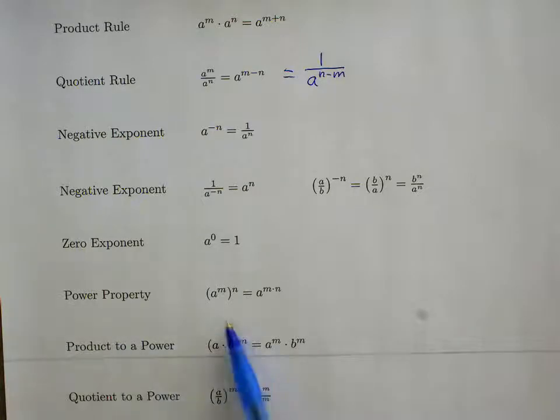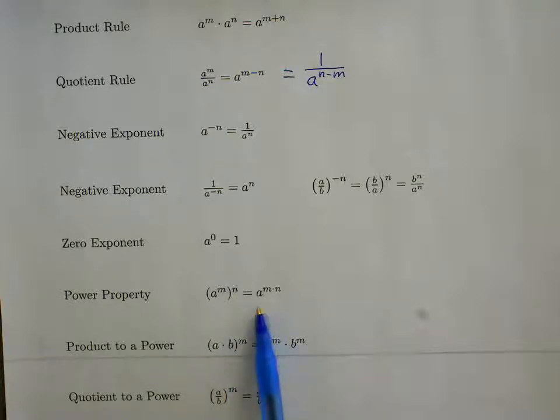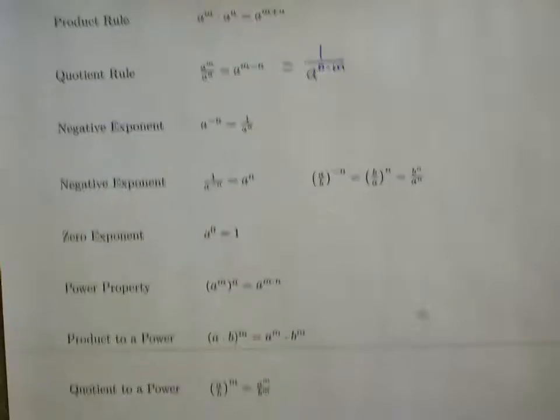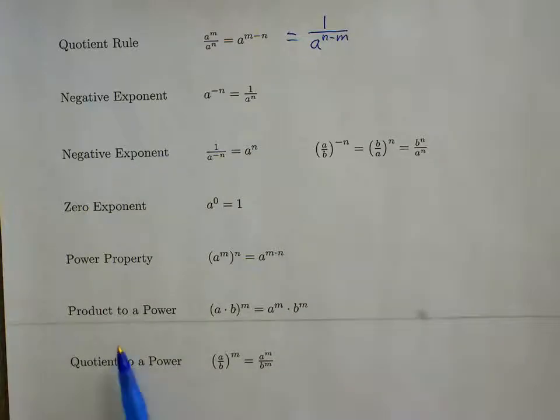Power property, if you have A raised to the power M, and if that is raised to the power N, you can simplify that by multiplying the exponents and write A to the M times N. Then a product to a power, inside the parentheses we have A times B, and that product is raised to the exponent M, then you can write that as A to the M times B to the M.